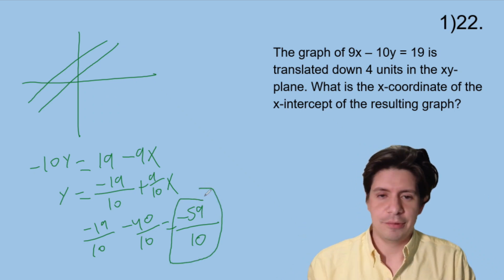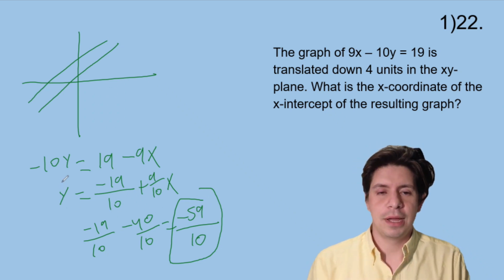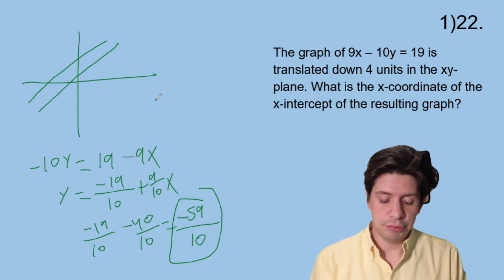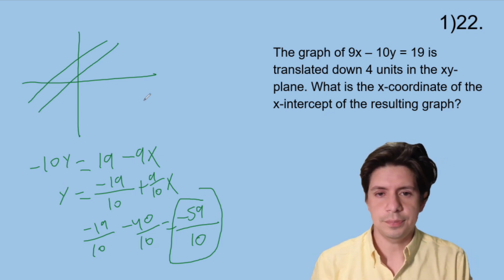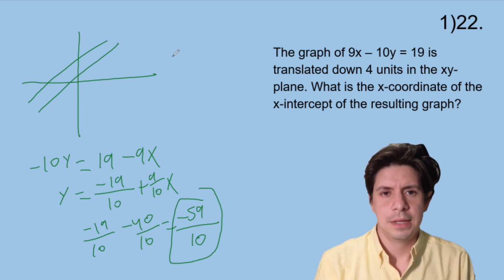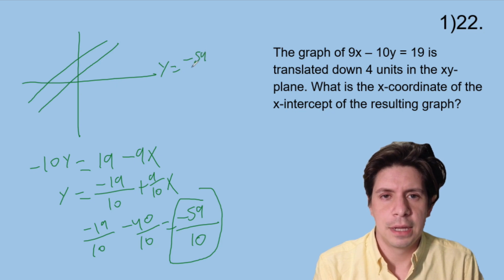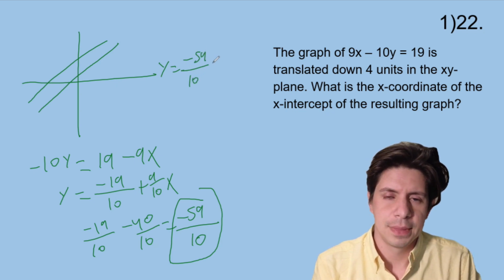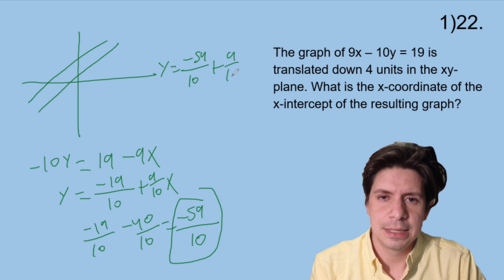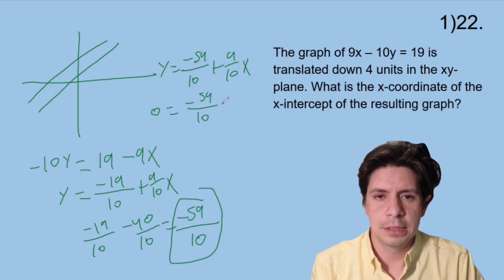But that's not what we want right now. We want the x-coordinate of the x-intercept. So how do we find the x-intercept? When y is 0. So now our new equation is y equals negative 59 over 10 plus 9/10 x, and then I'm going to do 0 equals negative 59 over 10 plus 9/10 x.